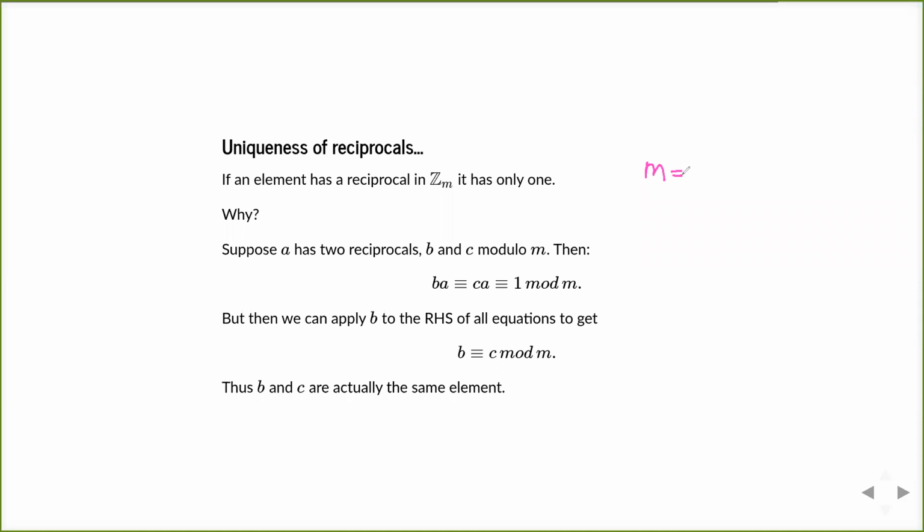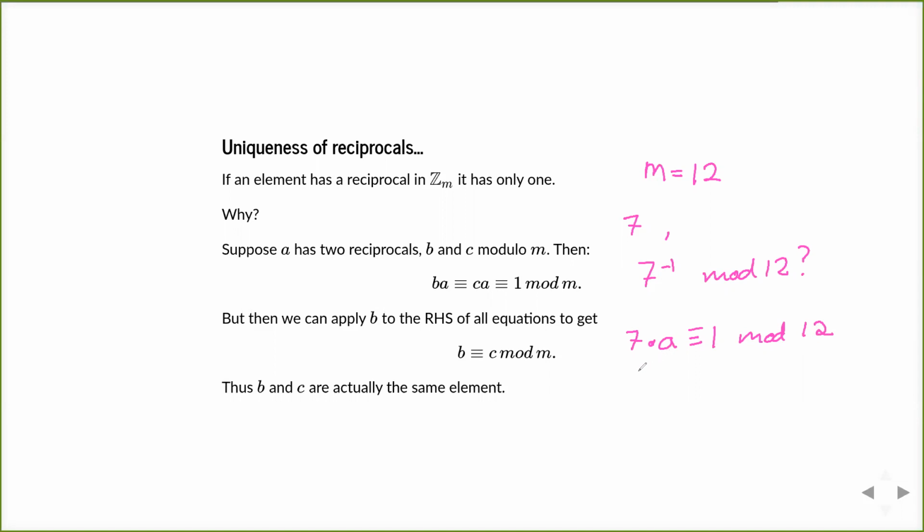Let's make m equal 12, and let's just pick some number, mod 12. I'm going to pick 7. So what is 7 inverse mod 12? The thing that makes 7 inverse is that 7 times this missing element, whatever it is, has to be congruent to 1 mod 12. So how can I figure out what this is?